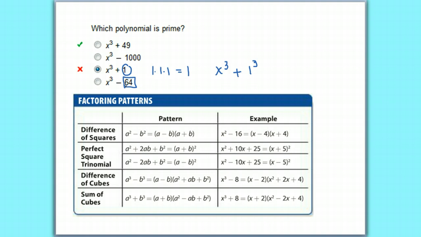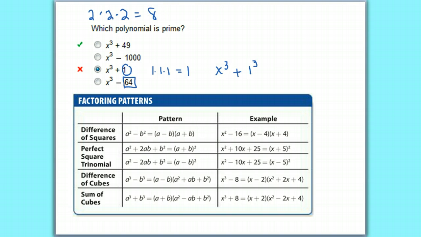So you can ask yourself what times what times what would equal 64. That's what you're looking for. So if you're not sure, you can always use guess and check. Start with 2 and say, okay, 2 times 2 times 2 is what? Well, that's 8. So nope, that's not 64. I need to go higher.